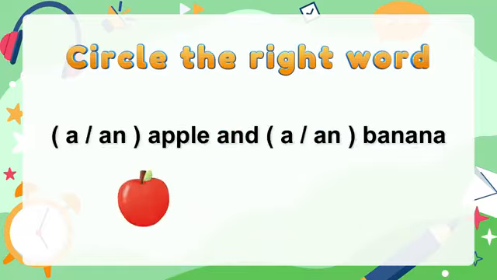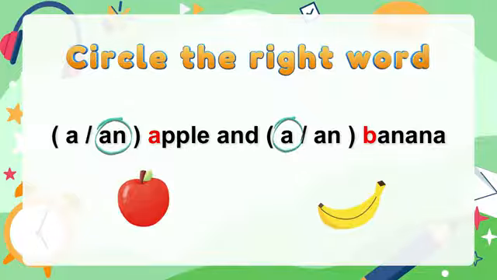An apple. Apple begins with a vowel, so we circle an apple. Banana begins with a consonant, so we circle a banana. An apple and a banana.